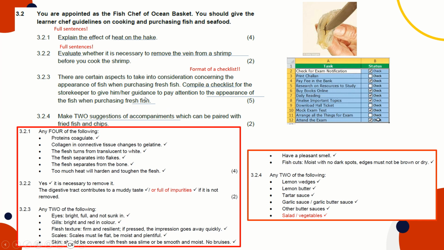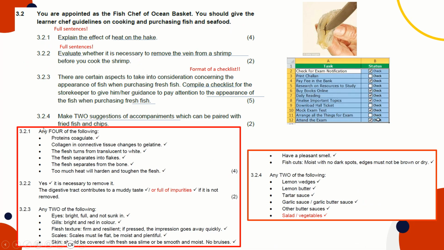So the answers to this question are: the eyes must be bright, full and not sunken in. The gills must be bright and red in color. The flesh texture must be firm and resilient. The scales must lie flat, must be moist and plentiful, and the skin should be covered with fresh sea slime or be smooth, moist, and there mustn't be any bruises on it.